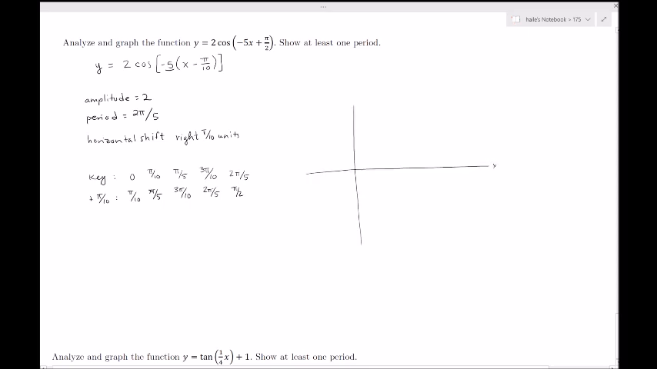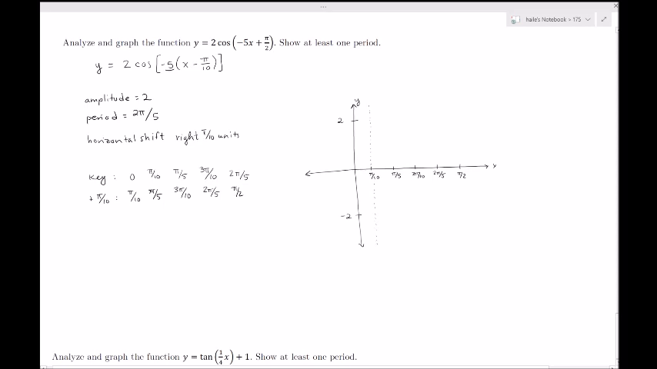So we have our x-axis, y-axis. We know the amplitude is going to be 2, so here's negative 2, here's positive 2, and now we want to draw in our key points on the x-axis. So we have pi over 10, pi over 5, 3 pi over 10, 2 pi over 5, and pi over 2. And if you want to draw in a little dotted line to show the horizontal shift, that's a nice addition to do.